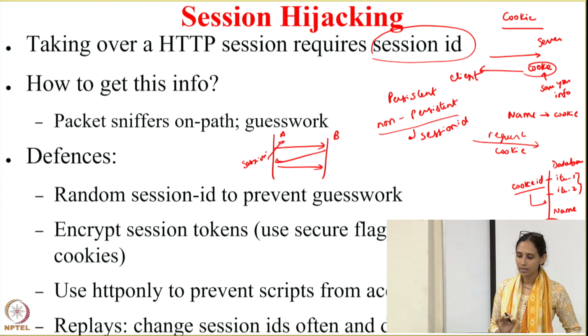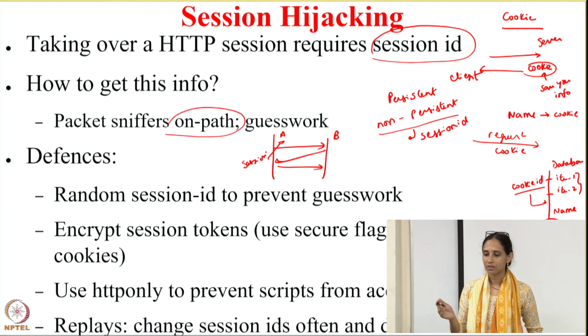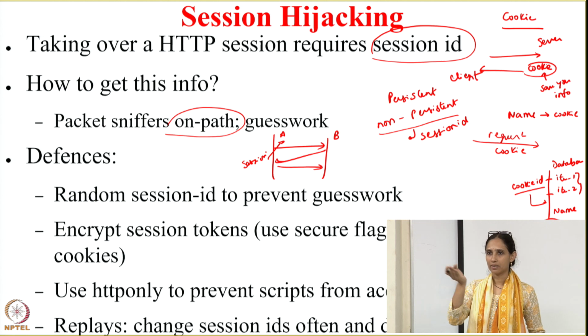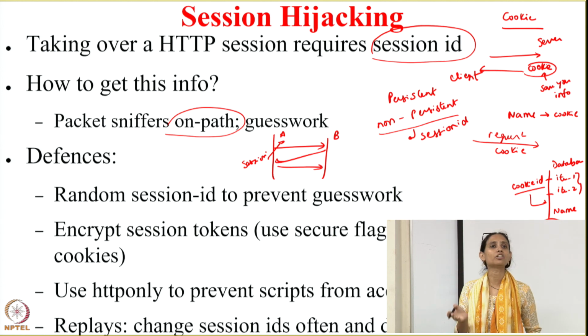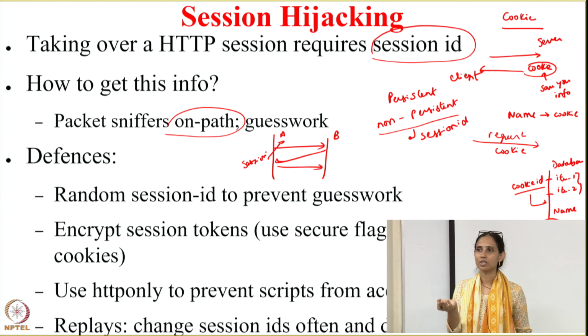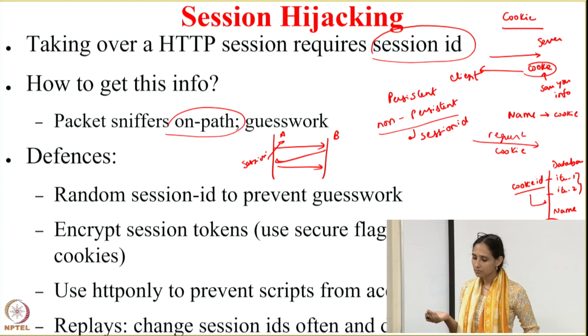So, the idea here is that how do you do this? If you are on path, things are very straightforward. You can look at the session ID when you are doing this HTTP transfer. Okay. On path means you are able to see all the traffic A is sending to the server. Then in which case if you are able to see the traffic, you can look into the session ID, steal it and then use that session ID to contact the server.